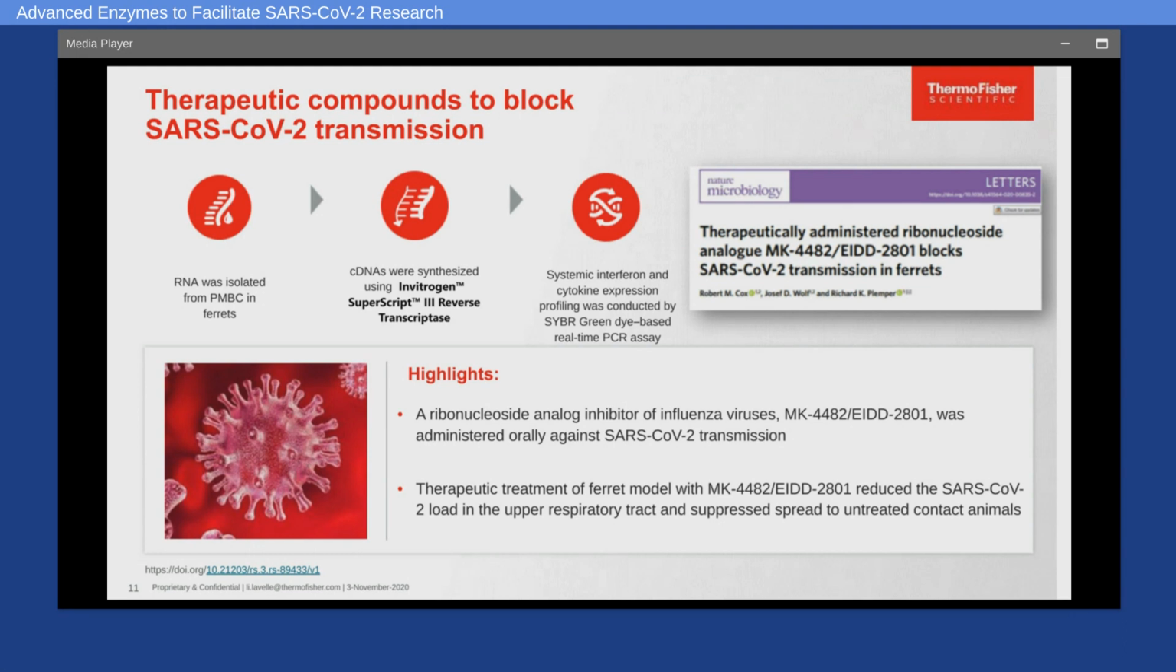RT-qPCR was used to detect the virus load with RNA purified from either harvested organs or PBMC samples. In addition, systemic interferon and cytokine expression profiling was performed with a real-time cytokine assay.